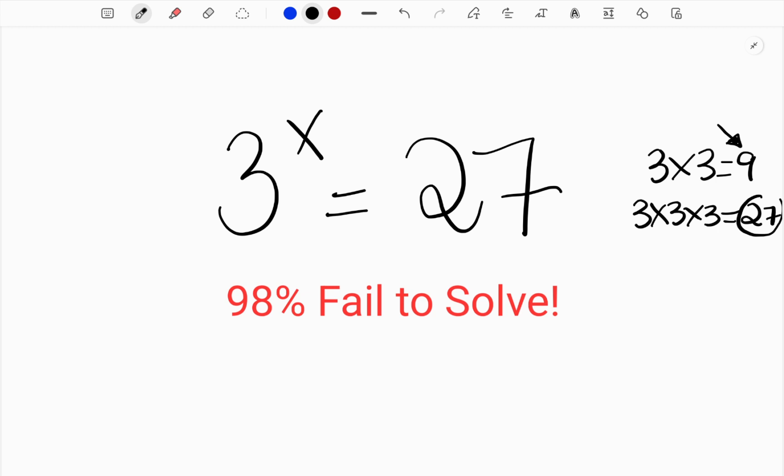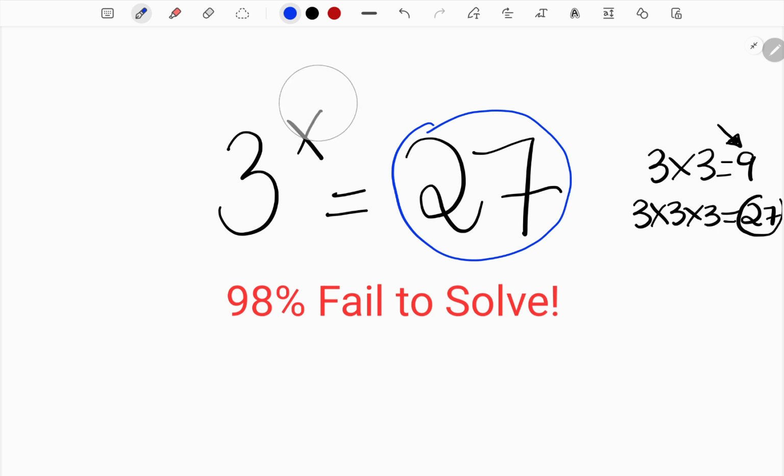So to recap, we analyzed what it means to raise 3 to different powers and verified that 3 raised to the power of 3 results in 27. Therefore, the value of x that solves the equation 3 raised to the power of x equals 27 is 3. Thus, the value of x we are looking for is 3.